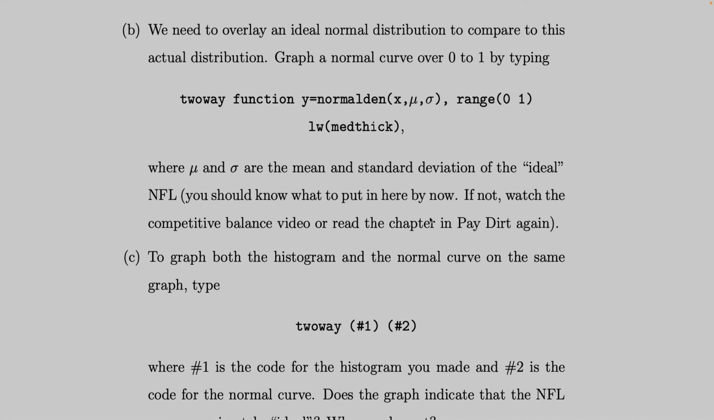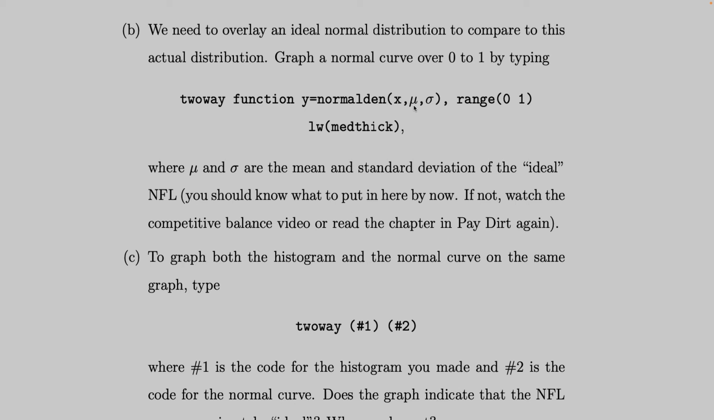Now, this is a bit advanced, so I've gone ahead and given you the code for this. I don't expect anyone to learn this. We're going to plot a two-way graph, meaning 2 dimensions. We're going to plot a function, y equals the normal curve, this normal density. Give me the normal curve because, again, we expect those winning percents to be distributed approximately normal. X represents the X variable. We'll actually just leave that as X.